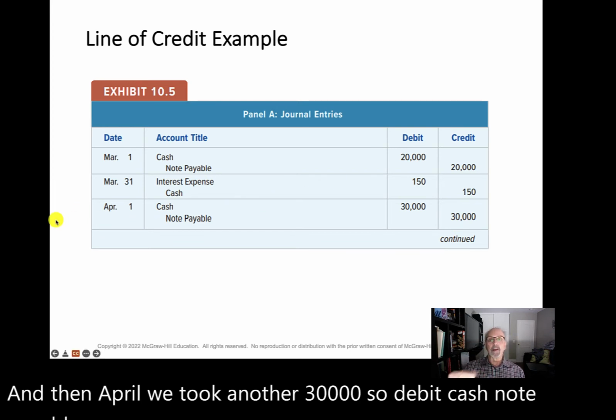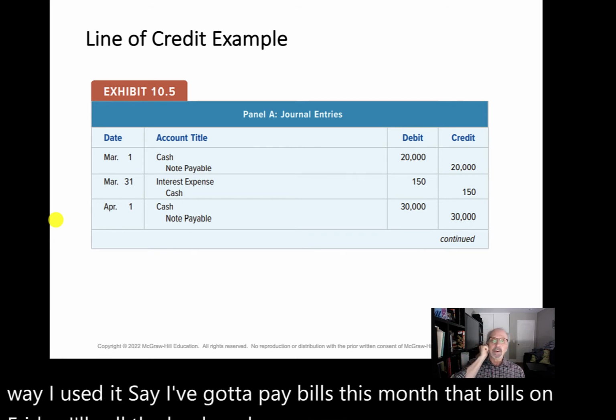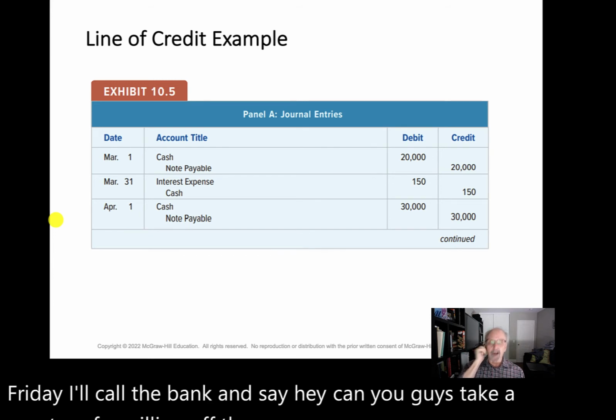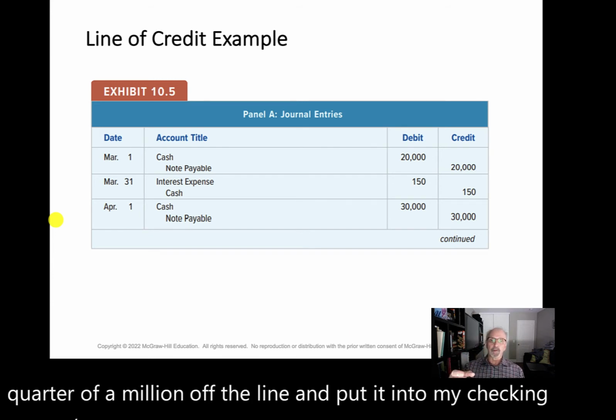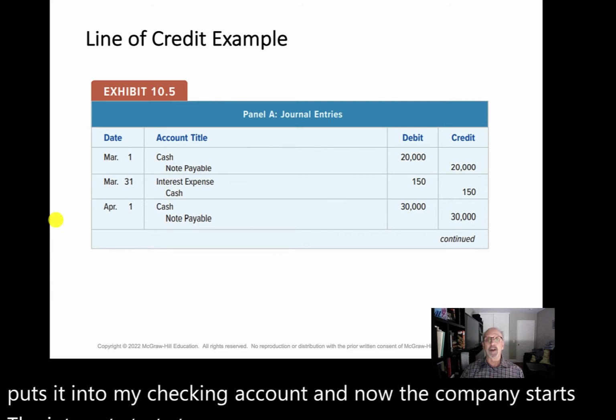So this is the way a line works, and this is the way I used it. Say I got to pay bills this month, the bills on Friday. I'll call the bank and say, hey, can you guys take $250,000 off the line and put it into my checking account? So the bank takes $250,000 from the line of credit, puts it into my checking account, and now the interest starts to run on that $250,000.